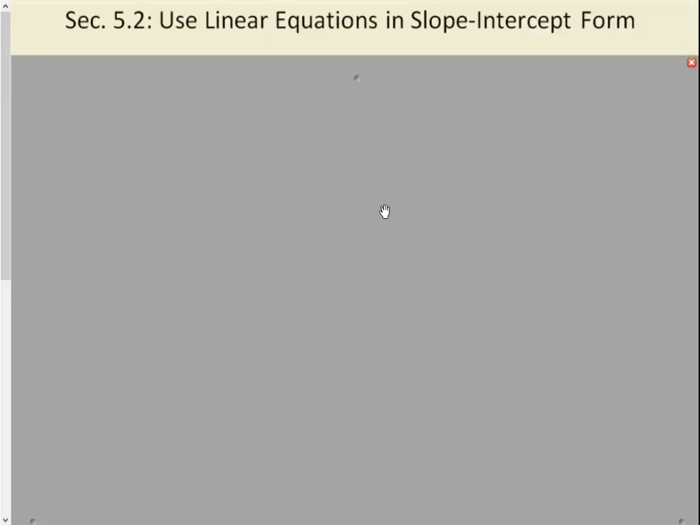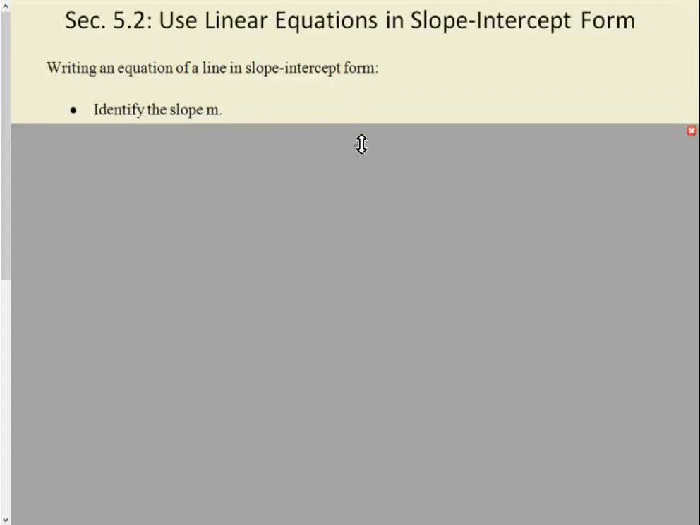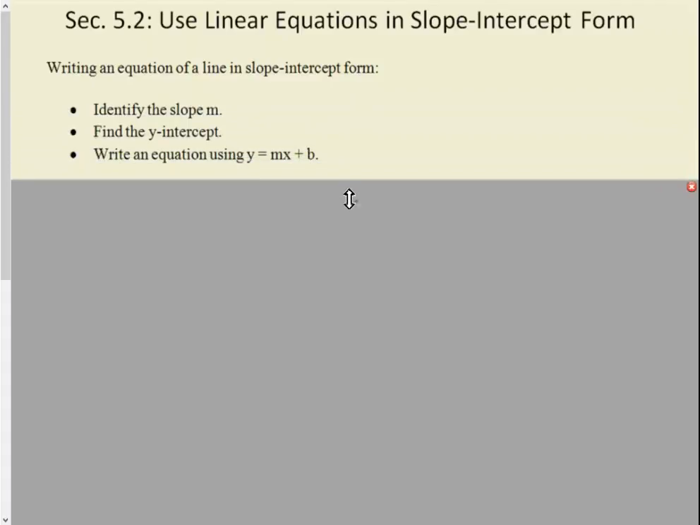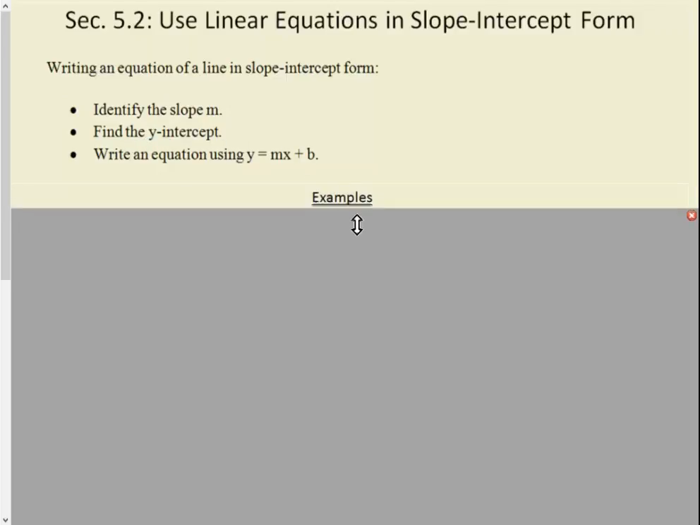In section 5.2, we continue to look at slope-intercept form. And we're going to look at 3 steps for writing an equation of a line in slope-intercept form. Basic steps, not necessarily always the easiest to do, but at least the steps themselves are fairly basic. First of all, identify the slope, which we call m, find the y-intercept, which we call b, and then once you have those, that part is easy then to write an equation using y equals mx plus b.